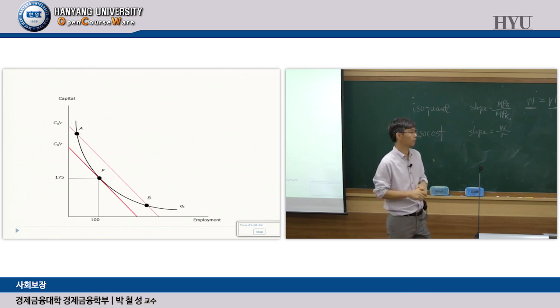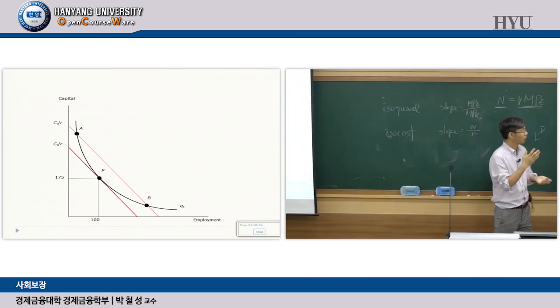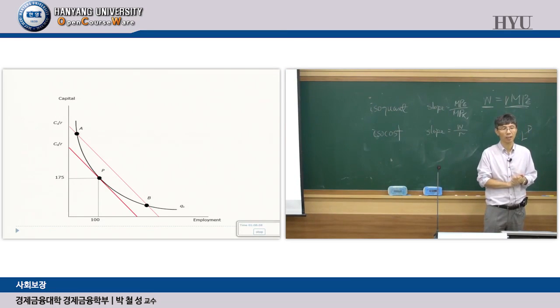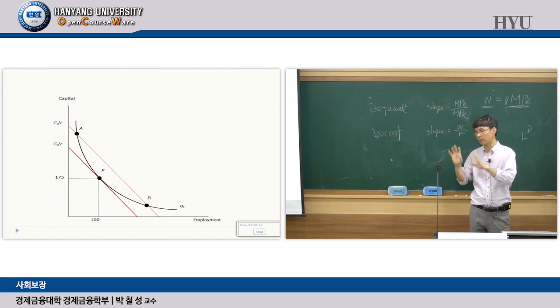So from the cost minimizing exercise, we can derive the conditional labor demand curve. And this is going to be different from the labor demand curve we usually talk about, so we're going to talk about it in the next lecture. Okay? So today, this is it.